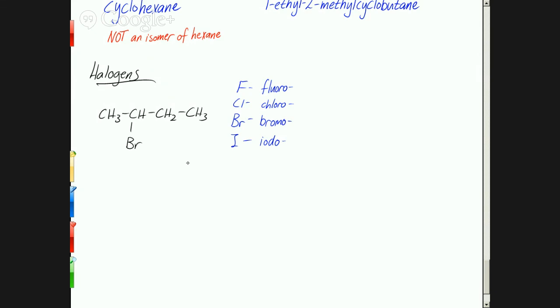So how would you name this compound then? Well, same rules. What's the longest chain? 4. 4, which makes it what? Butane. And what's the substituent? 2. Right. So this is going to be 2-bromobutane.